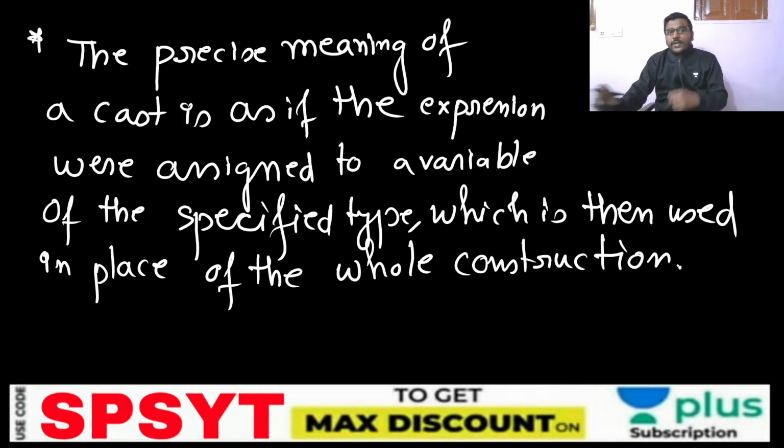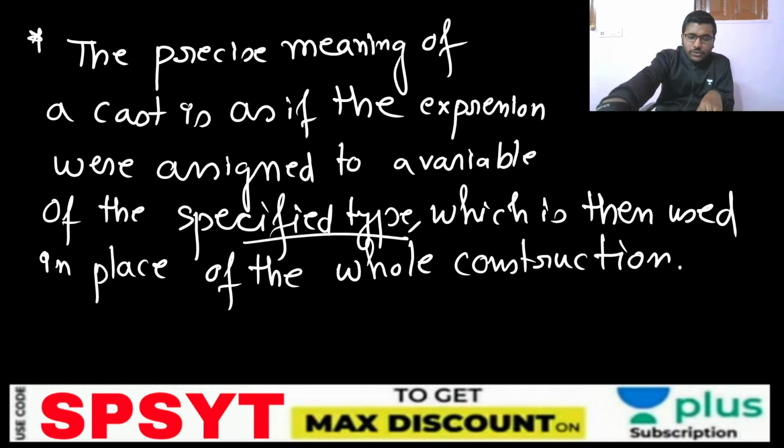So the precise meaning of a cast is as if the expression were assigned to a variable of a specified type, which is then used in place of the whole construction. Okay. So with an example it will be more clear.